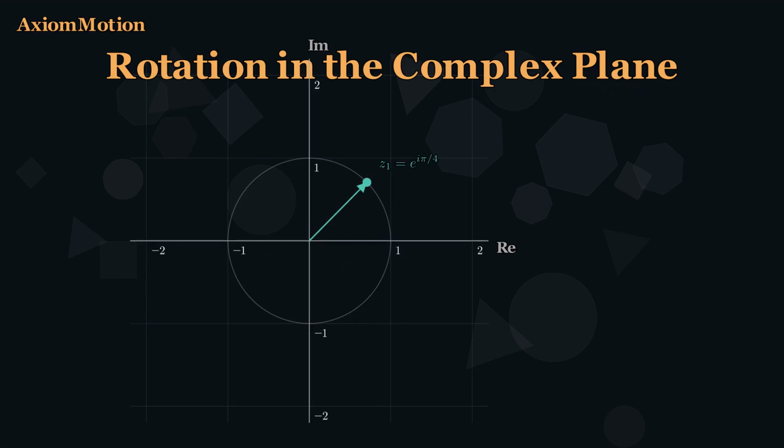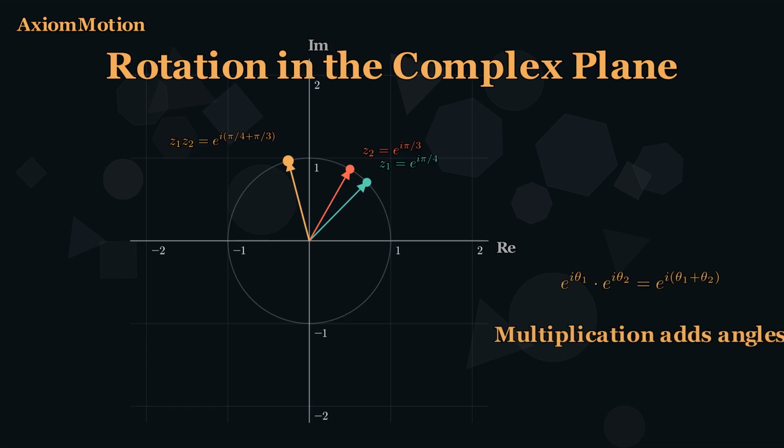Consider 2 points on the unit circle. z1 at angle pi over 4. z2 at angle pi over 3. Their product lands at the angle pi over 4 plus pi over 3. This is the fundamental rule. Multiplying complex exponentials adds their angles. Multiplication by e to the i theta is rotation by theta.